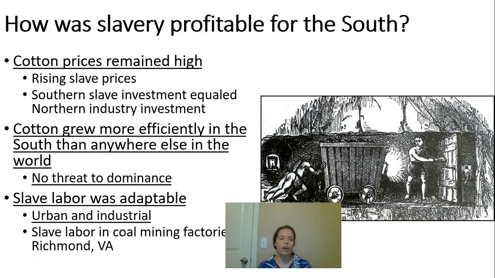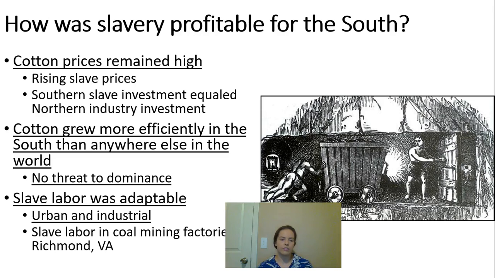Another important thing is that cotton is going to grow much more efficiently in the South compared to anywhere else in the world. And so this is important because the South is going to have no threat to its dominance as the number one provider of cotton. So they don't have to worry about making money because they're number one. And as long as they keep producing as much as they're producing, they're going to stay number one because climate is on their side, the cotton gin is on their side, and they have that massive labor with their slaves.